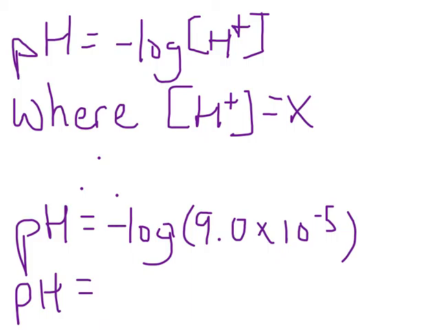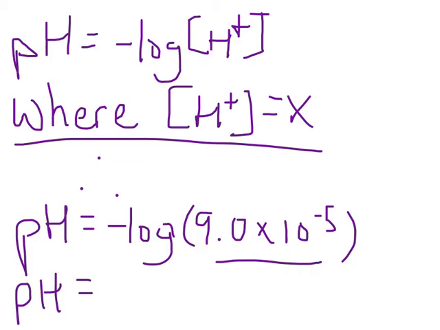Now we're ready to calculate the pH. Remember that the pH is equal to minus the log of the H plus concentration, but Mr. Monahan, we don't have the H plus concentration. Well, yes you do, because X, as it turns out, is also equal to the H plus concentration. And now that you've solved for X, which by the way should have given you 9.0 times 10 to the negative 5, you can now find the pH.